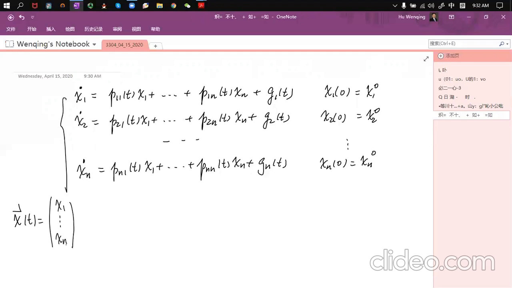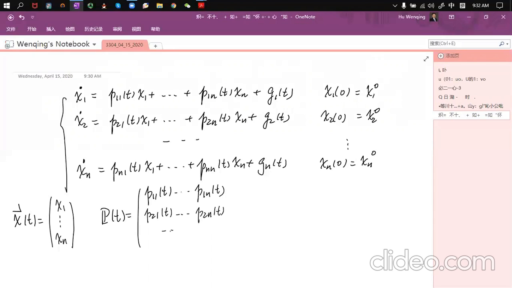So this is a column vector. Then you have to set another matrix. P of t is what we call the coefficient matrix: P11 of t up to P1n of t, P21 of t up to P2n of t, and so on, down to Pn1 of t up to Pnn of t.